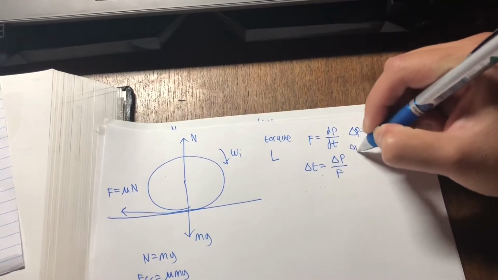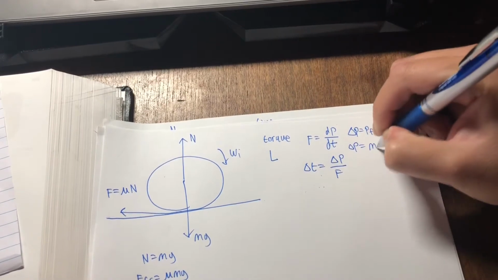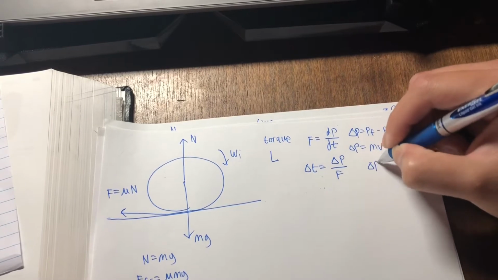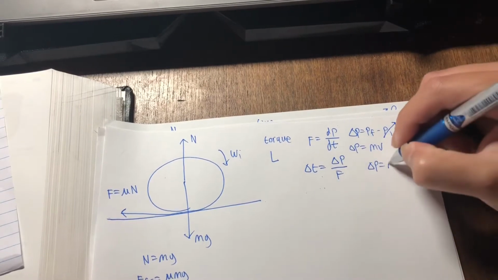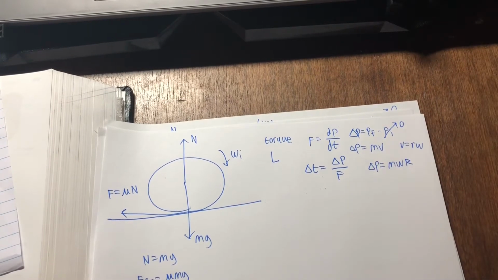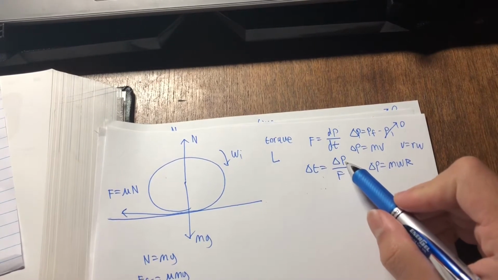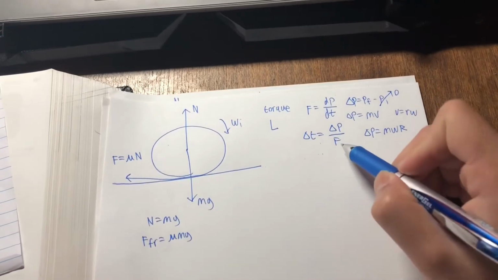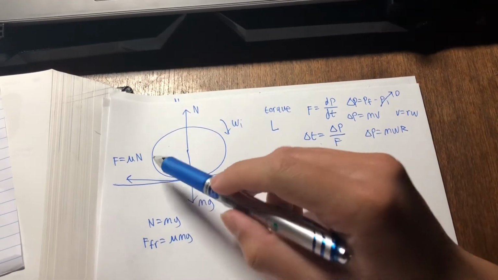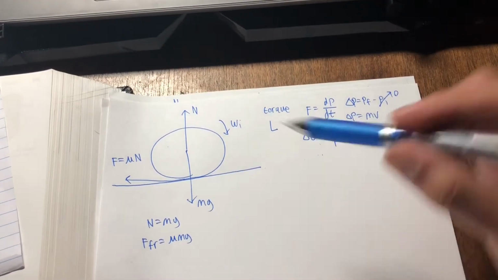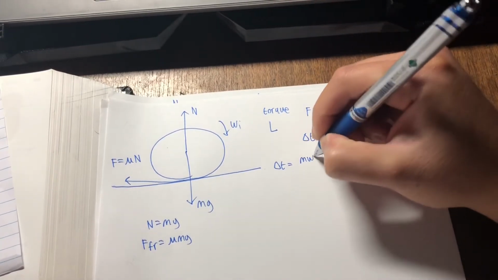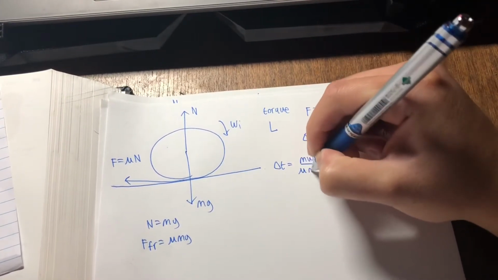But since it is not translating initially, it has no initial momentum. So the only momentum is the final momentum, and that will be mv. And you know that v equals r omega. So let's rewrite it in its rotational equivalent, which is mass, angular speed times radius. So you can plug that into your change of momentum, and the only real force we are concerned with is the force of friction. So it's got to be that in the bottom. So let's write that. Change in time equals m omega r over mu mg.